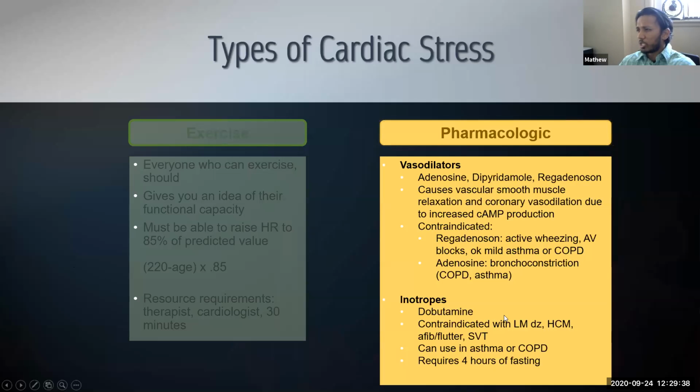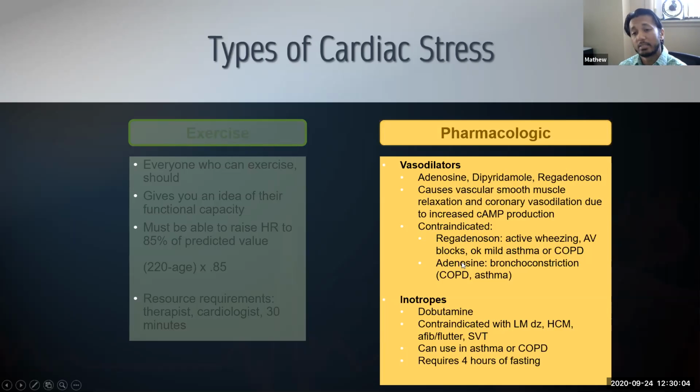And then pharmacologic. So if we're not going to exercise them, we're going to give them a medication to try and get their heart rate up. So we have 2 options. We have our vasodilators and your inotropes. This will show up in your boards. And the way it's going to show up is they're going to give you a patient, just like I said in that last question, that has mild asthma or COPD. So you should not be using, in general, vasodilators for these patients.